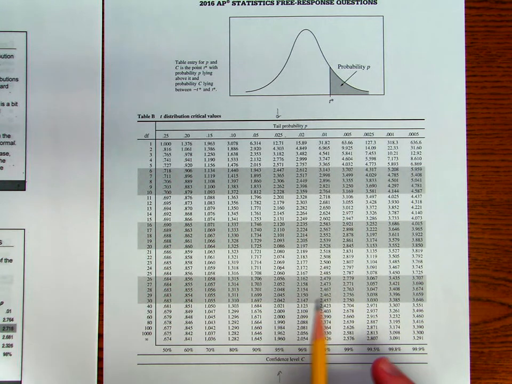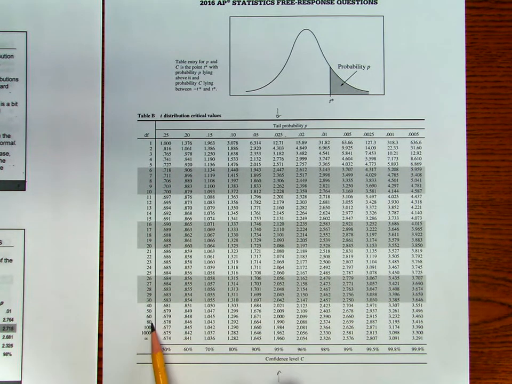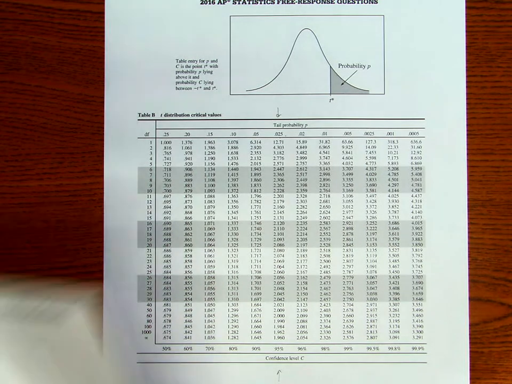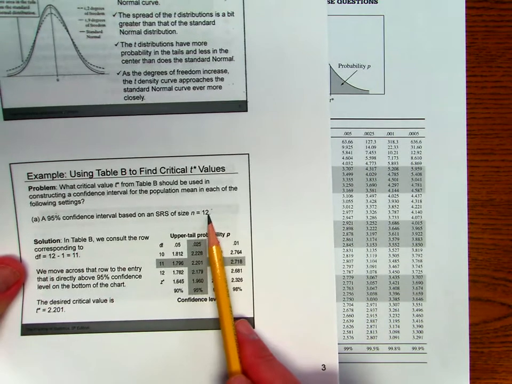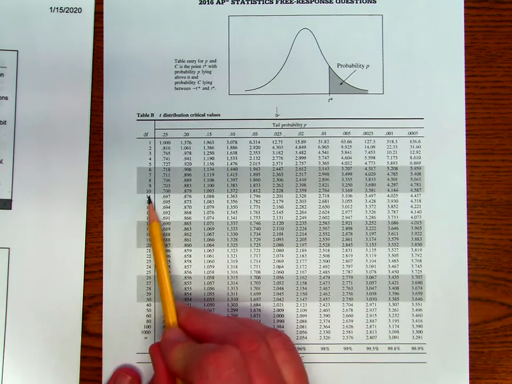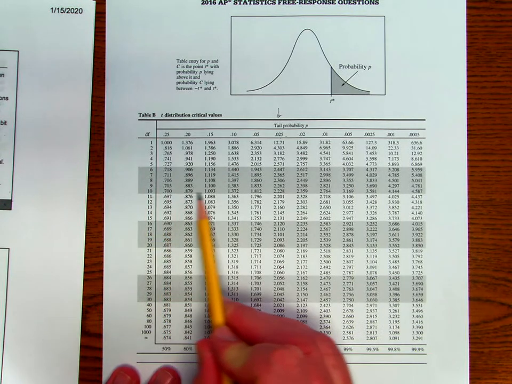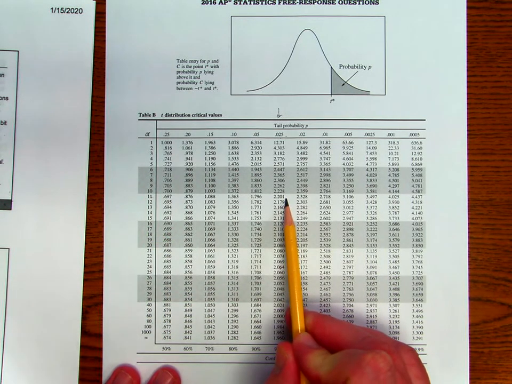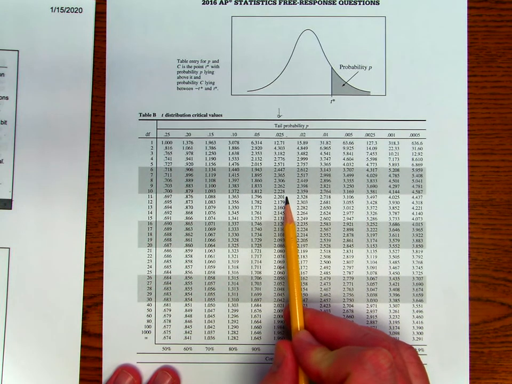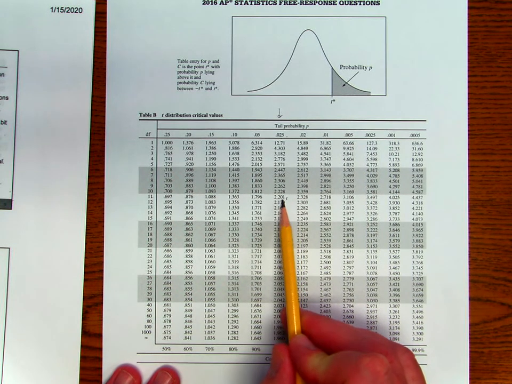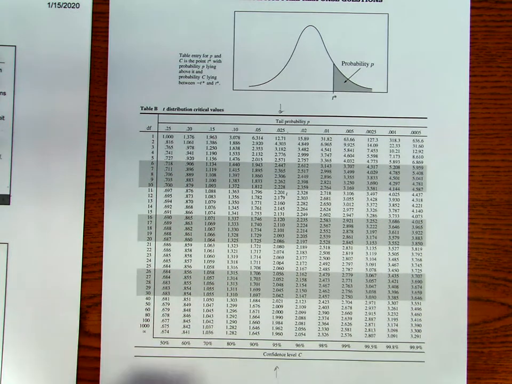Okay, back to this. The degrees of freedom is going to be n minus 1, sample size minus 1. So in this case, if our sample size is 12, our degrees of freedom is 11. We go over, and that gives us a t-star of 2.201. So when we create the confidence interval, in that slot where we have to put in a t-star, that's the number that would go there.